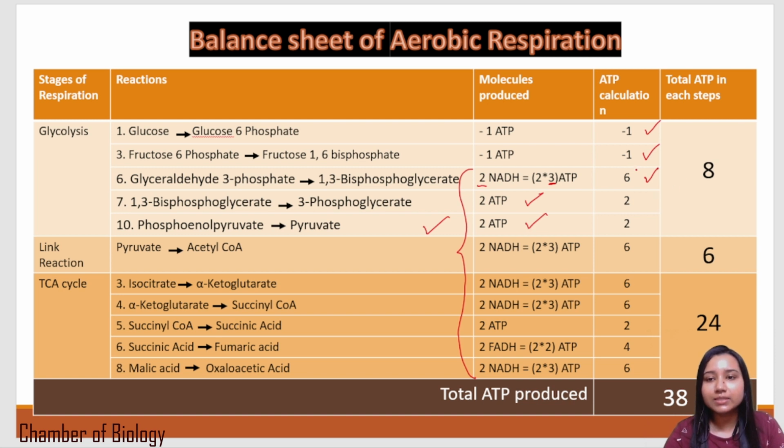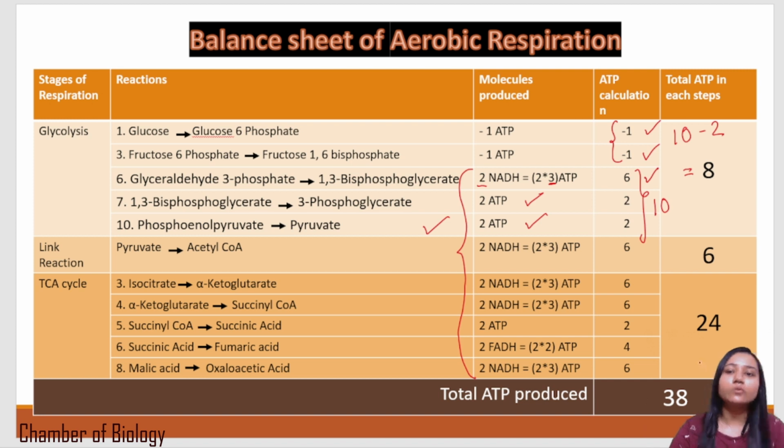So finally we can see up till here 6 plus 2 plus 2. Okay, sorry, my bad. So it is going to be 6 plus 2 plus 2, that is 10, and here we have -2. So 10 minus 2, it is coming as 8, right? I hope it is clear. So in glycolysis, we are getting a total of 8 ATP.